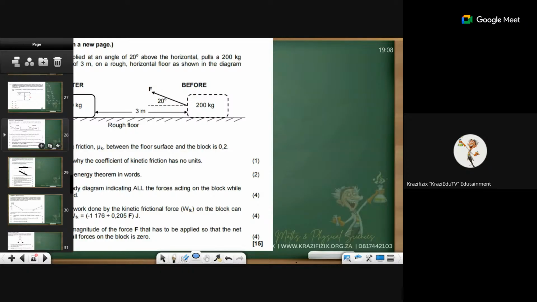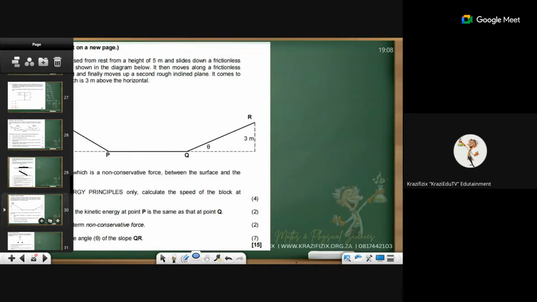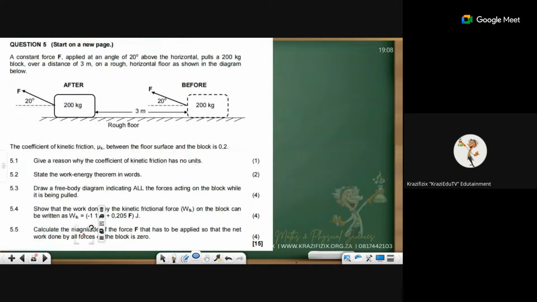Okay, there's this one, work energy and power. The main thing here, guys, let's run through. A constant force F applied at an angle of 20 degrees above the horizontal pulls a 200 kilogram block over a distance of 3 meters on a rough surface. The coefficient of friction is 0.2. Give a reason why coefficient of friction has no unit. We answered that question today. Ratio of forces. Please, 5.2.